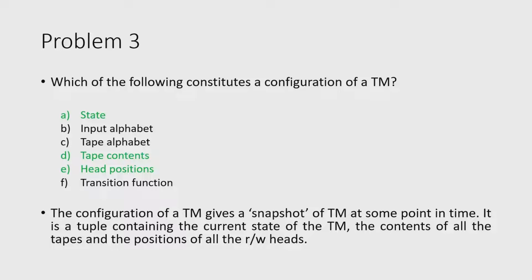This is so because a configuration of a Turing machine is a snapshot of the Turing machine at some point in time. So if I were to give you a snapshot of a Turing machine, that is, if I were to give you a configuration of a Turing machine, you should be able to continue the execution of the Turing machine starting from that point. And now to give you a snapshot of the Turing machine, I need to obviously give you the state, the tape contents, and the head positions. And so a configuration contains the current state, the tape contents, and the head positions.